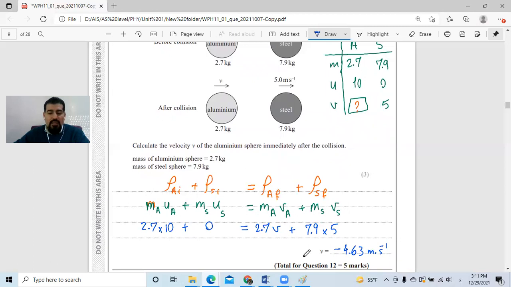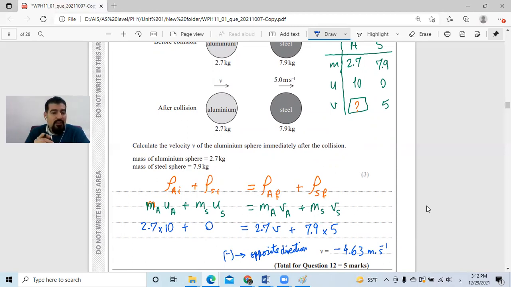Okay. So what does this negative mean? The negative sign means opposite direction. That means it bounces. Okay, opposite direction. But they didn't ask about it, so we could keep the negative sign here like this. Okay. Any question here?